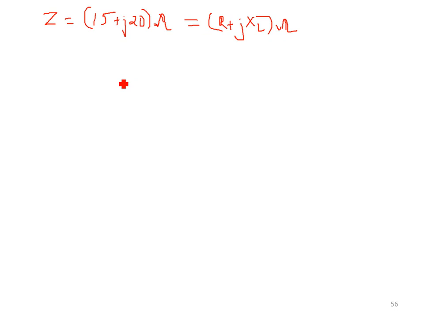Now, if you draw the impedance triangle of this impedance, you will get resistance R on the horizontal axis and XL on the vertical axis. Now see, you will get jXL. That means XL is leading R by an angle of 90 degrees. Z is the combination of R and XL. Now, this is the angle phi.